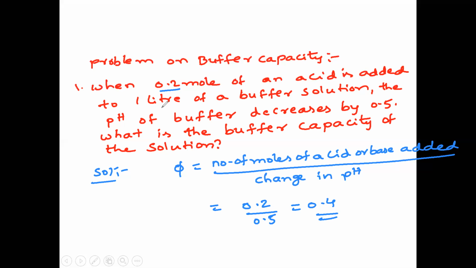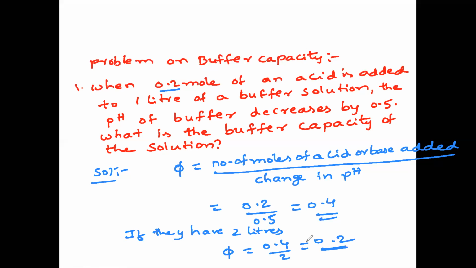Suppose instead of 1 liter they have given 2 liters, then buffer capacity is 0.4 by 2, which is equal to 0.2. We have to take 0.4 divided by 2, not by 1. Very, very important, because buffer capacity is defined per 1 liter. Since they have given 1 liter, I have taken 0.4 directly.